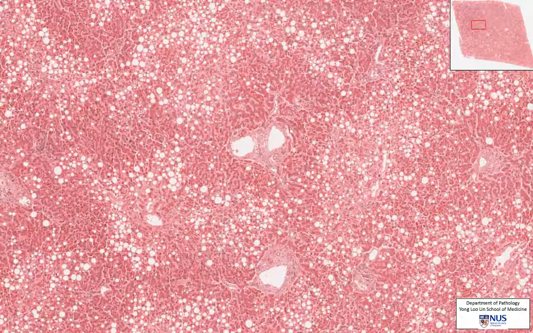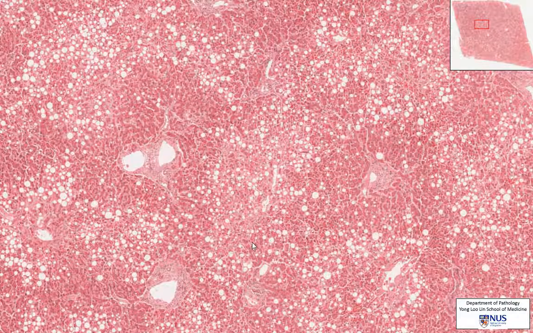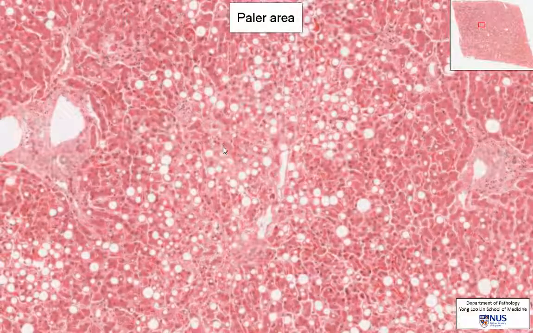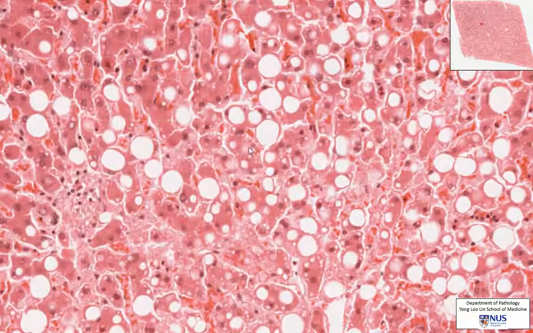Now let's zoom out and look at a pale area. So just adjacent to this, for example, over here, there is a pale area. And the reason why it is pale is because there are many of these empty appearing rounded holes. Now these holes actually used to contain lipid, and they are located within individual hepatocytes.